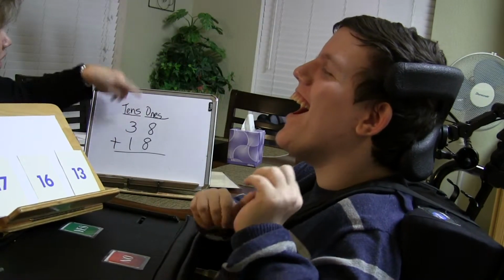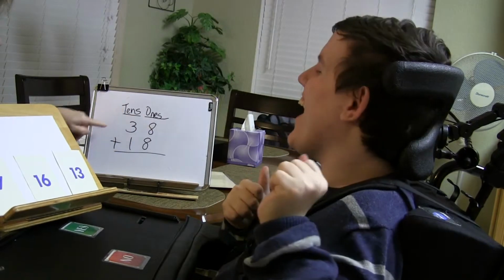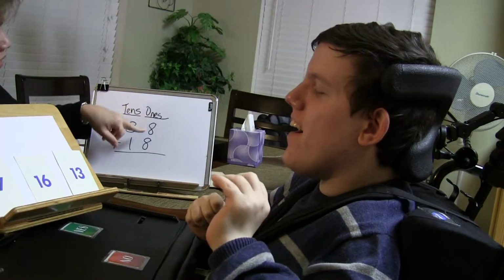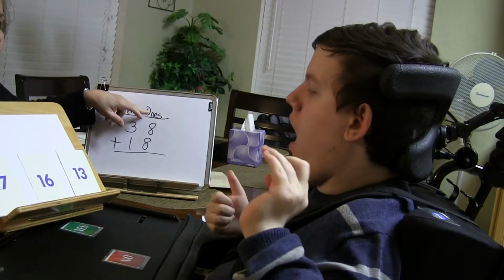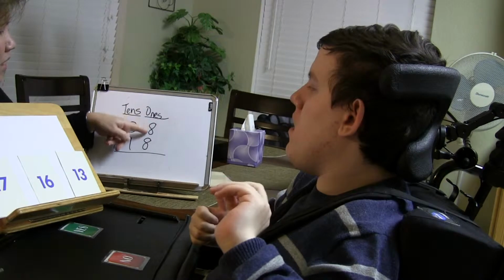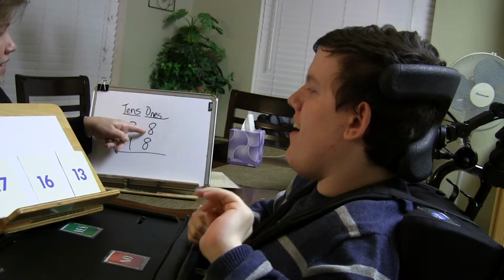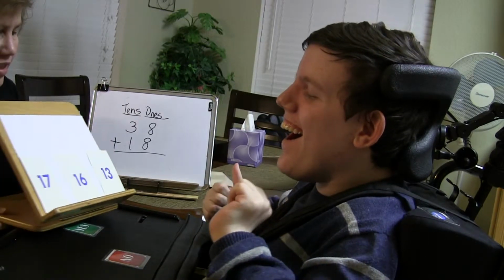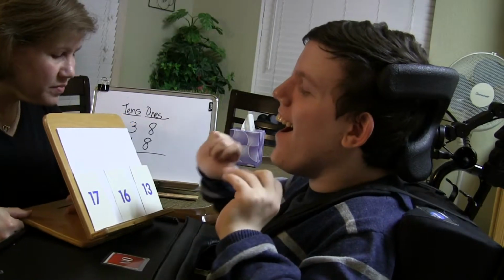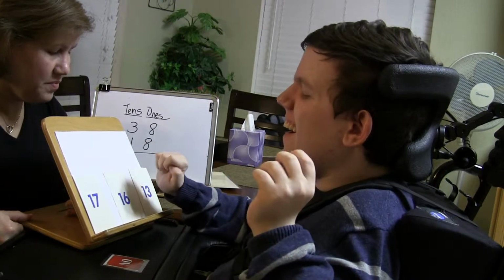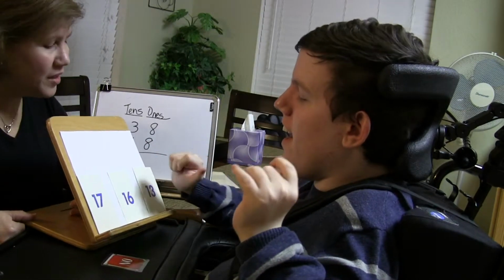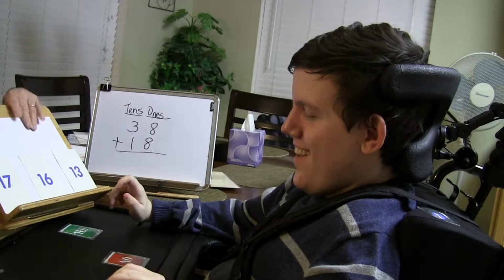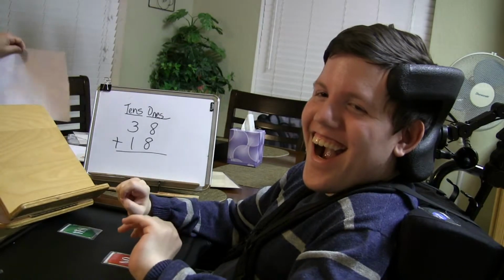Let's do the next one, Daniel. 38 plus 18. Okay, so what's the first thing we do? We go to the ones column. Look at the problem. We go to the ones column and we add the ones. This plus this. Now, how much is that? Show me how much that is. Show me. How much? 16. Excellent. 16.